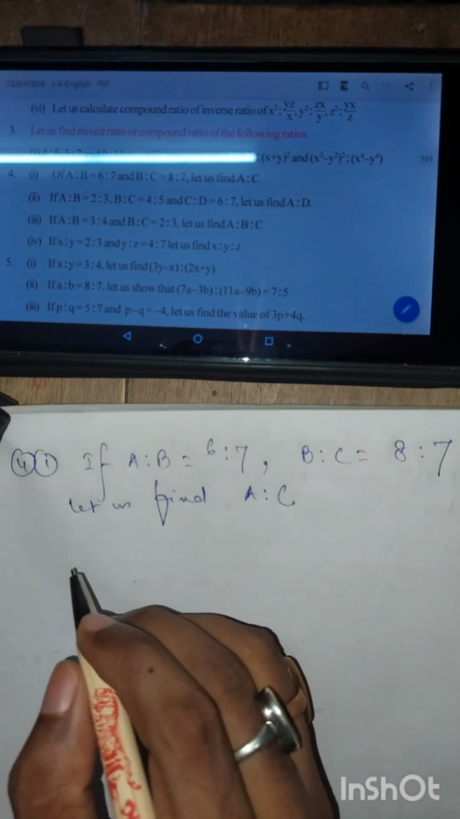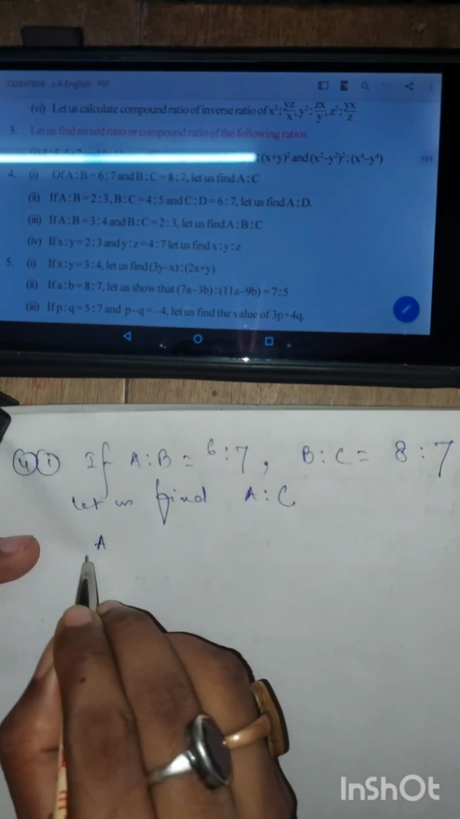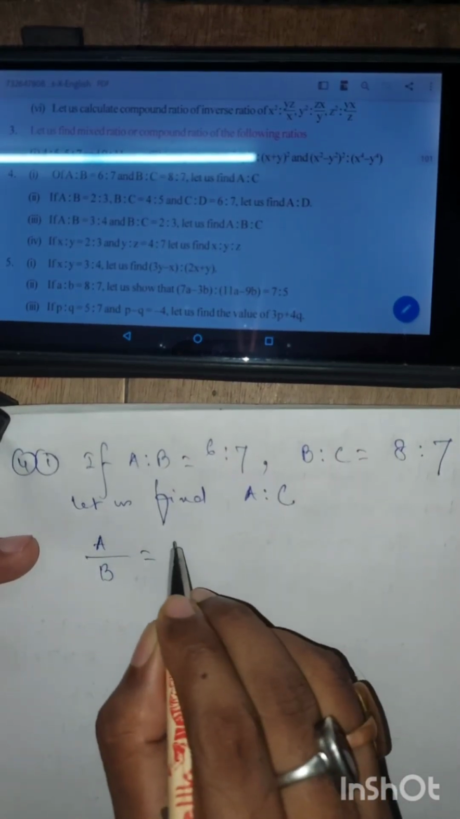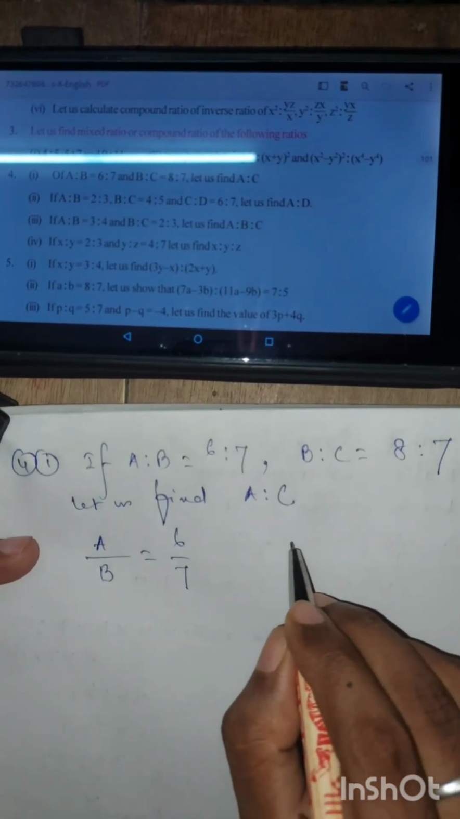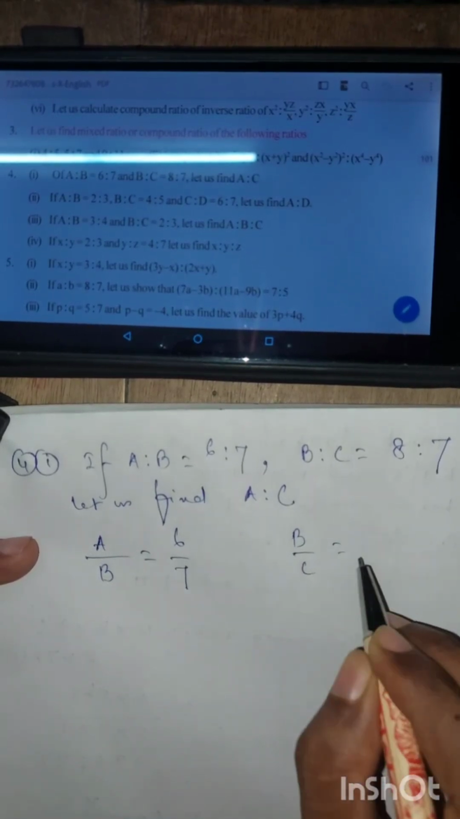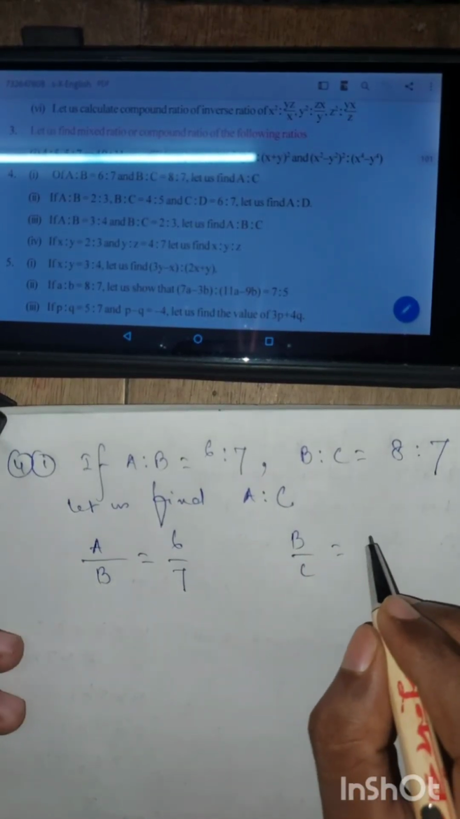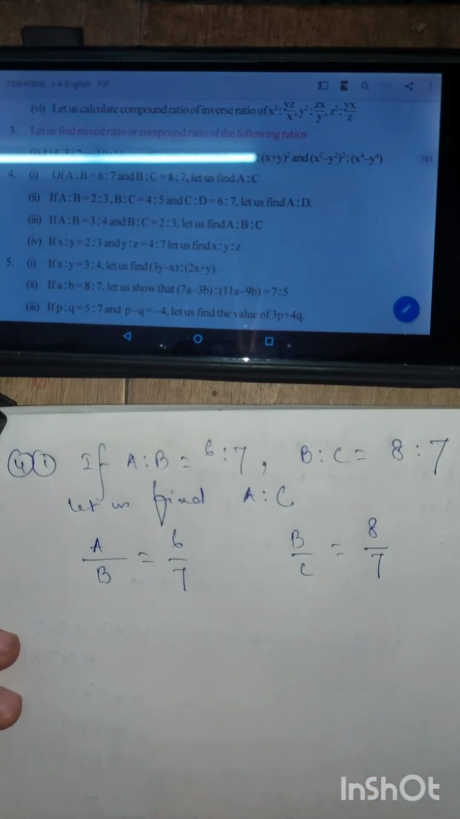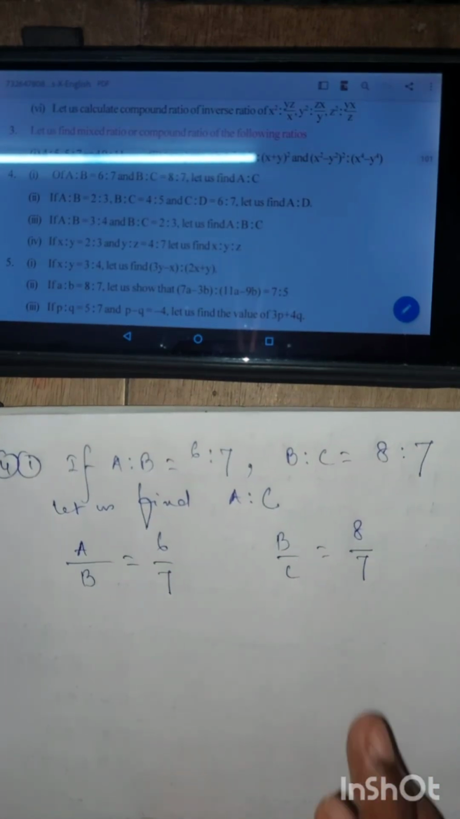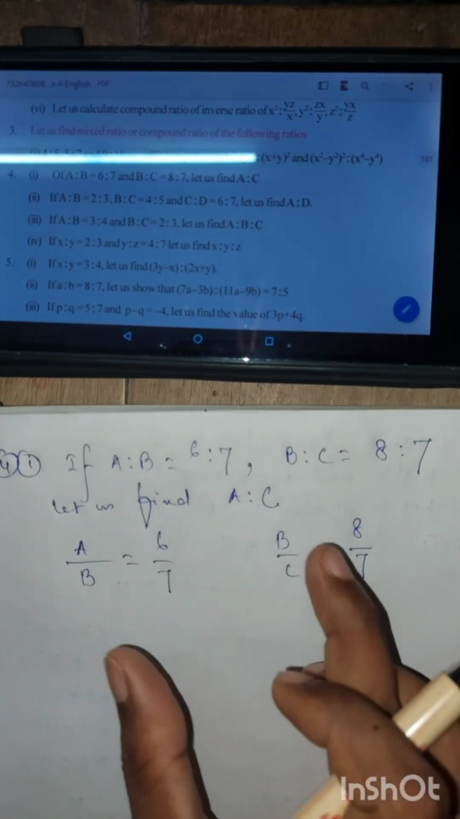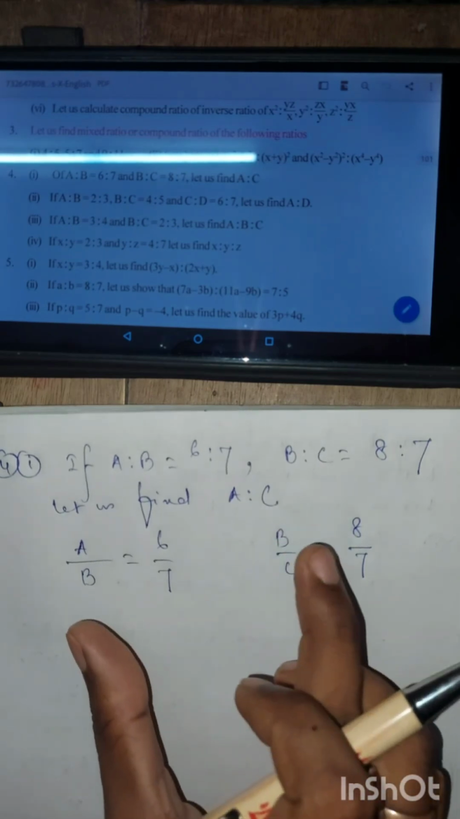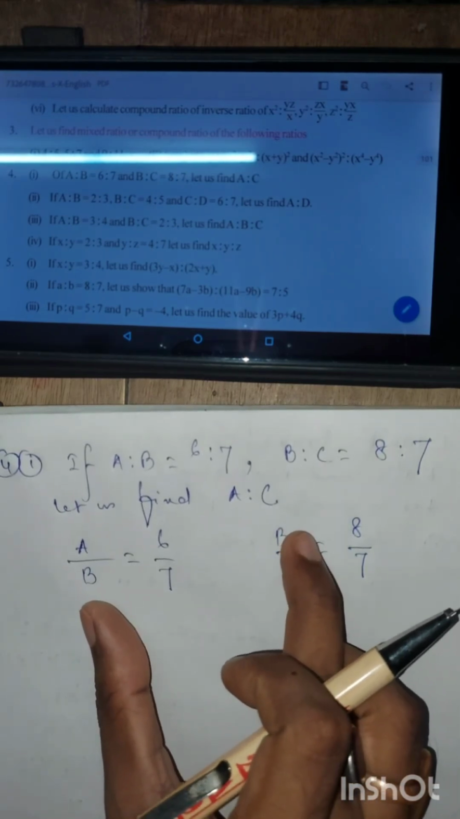Now, A by B is given, it is 6 by 7. B by C is also given, it is 8 by 7. So now we can see in these two ratios B is common. So we need to make B equal first.